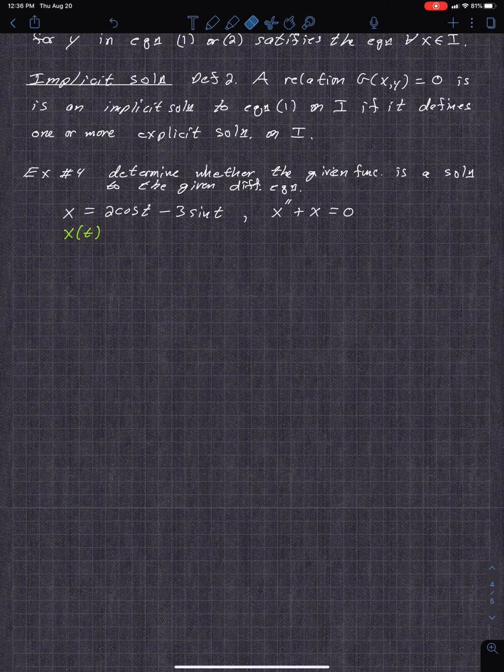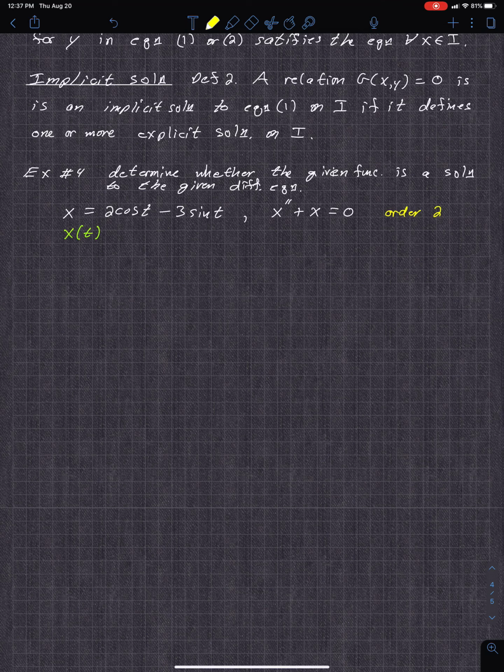Okay, and a couple more things. What's the order? Just for discussion purposes, the order is 2. It doesn't really matter if it's linear or not. I mean, you're just going to check it basically, and that happens to be linear, right? So your independent variable is t, your dependent is x. So you have the x double prime and x. So that does make up a linear differential equation.